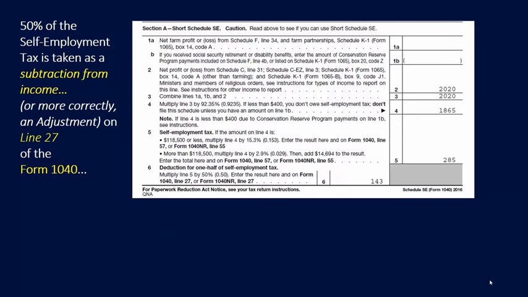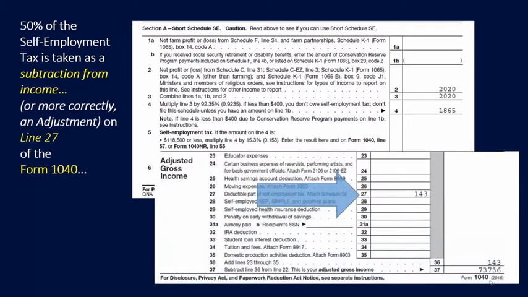The good news is 50% of the self-employment tax is taken as a subtraction from income, or more correctly, an adjustment, on line 27 of the 1040. This lowers the adjusted gross income on the tax return. So again, we get to take half of our self-employment tax as an adjustment on the tax return.